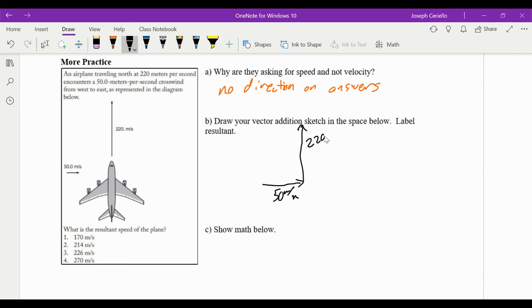Again, pretend those are straight lines. So my resultant goes from the tail of the first vector to the tip of the second. This is my resultant. So I have to show my math below to get the speed, which is the resultant, right? It's asking for the magnitude of the resultant speed. So I'm just going to do 220 squared plus 50 squared equals my resultant squared. So let's see, I'm just going to throw this in my calculator real quick and solve for R right away.